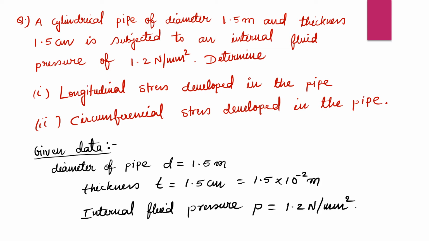So these are the data given in our question. First, diameter of the pipe D is 1.5 meter. The second thing is thickness t, 1.5 centimeter, which we convert into meter: 1.5 into 10 to the power minus 2 meter. Third, internal fluid pressure is 1.2 Newton per millimeter square. Now first of all we have to find longitudinal stress developed in the pipe, and second, circumferential stress developed in the pipe.